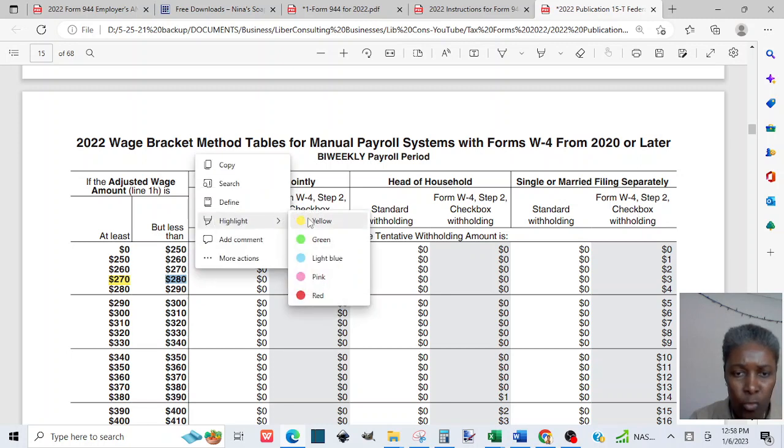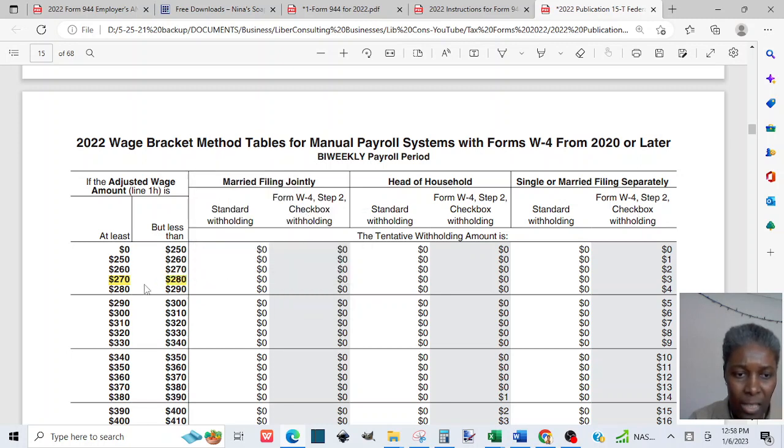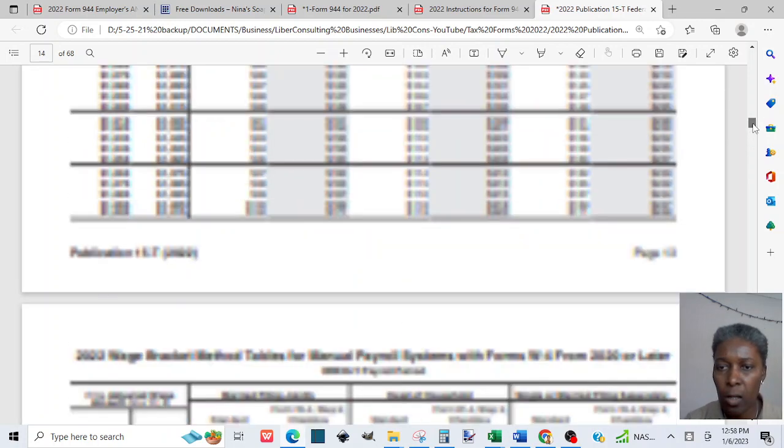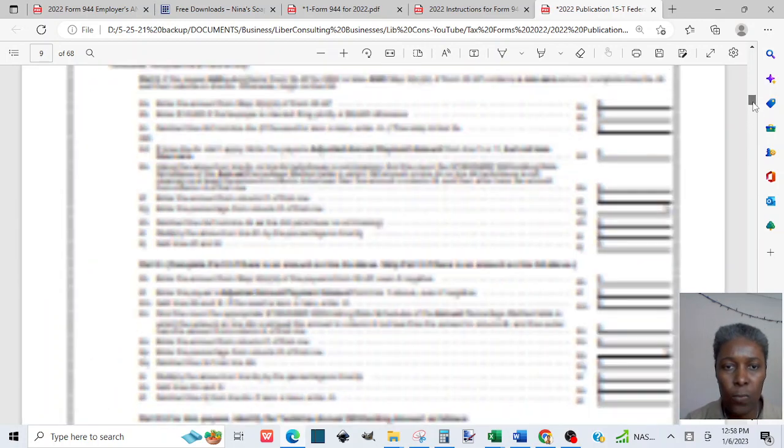So that's where that $270.70 will fall under. That's that bracket. At least 270, but less than 280. So under Single or Married Filing Separately, Step 2 checkbox withholding. So what page is that? 15. Let's go back again to the W-4.